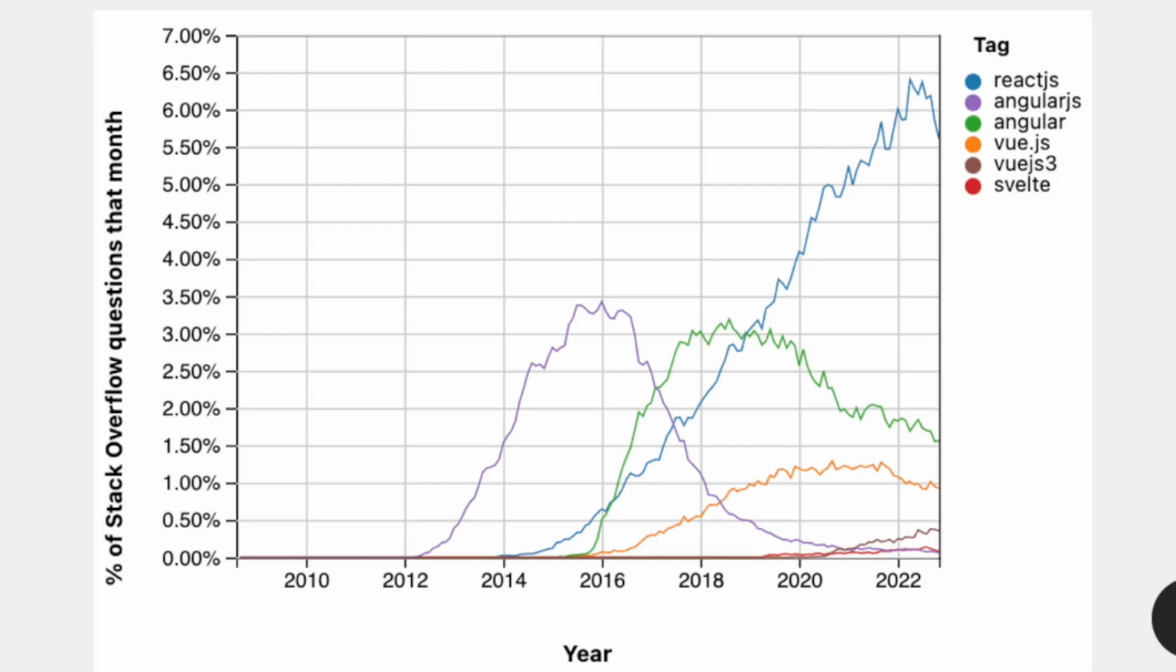Here we can see basically a graph over time of the percentage of Stack Overflow questions pertaining to the different JavaScript frameworks. So you can see that obviously React is much more popular in terms of people asking questions about it, if we're using that as an example of its popularity.